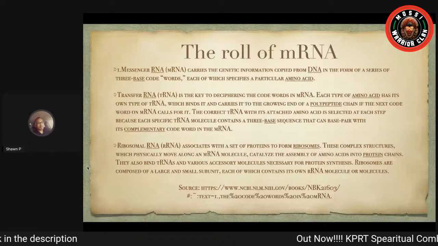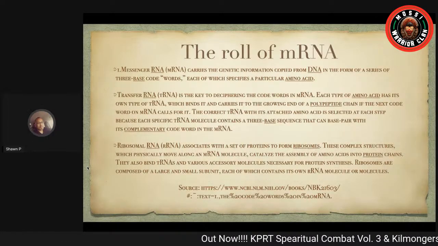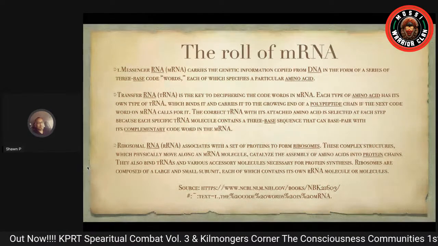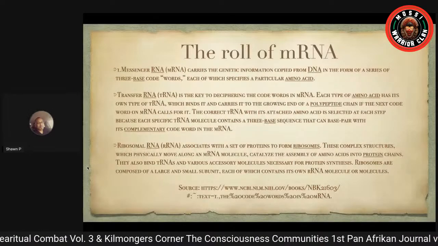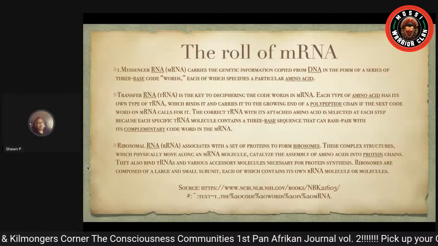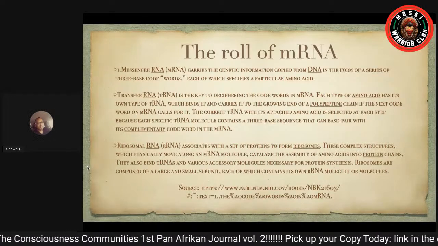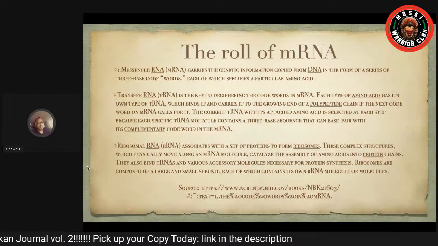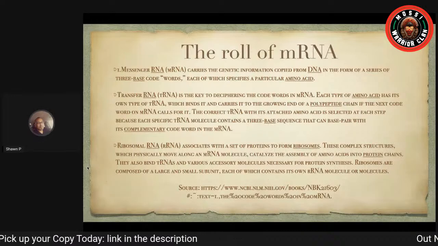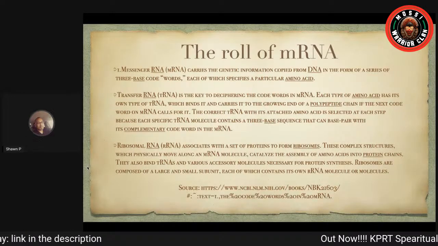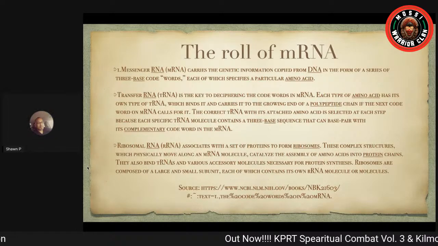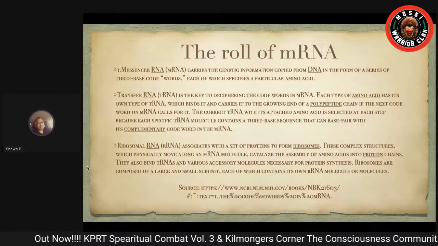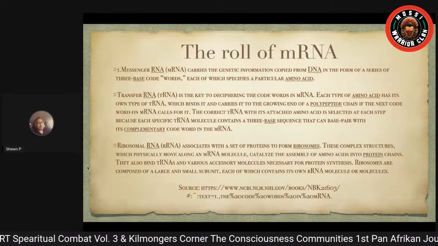Now, the second role of mRNA is a transfer RNA, which is tRNA. It is the key to deciphering the code words in the mRNA. All right, each type of amino acid has its own type of tRNA, which binds it and carries it to the growing end of the polypeptide chain if the next code word of mRNA calls for it. Now, the correct tRNA with its attached amino acid is selected at each step because each specific tRNA molecule contains a 3-base sequence that can base pair with its complementary code word in the mRNA.